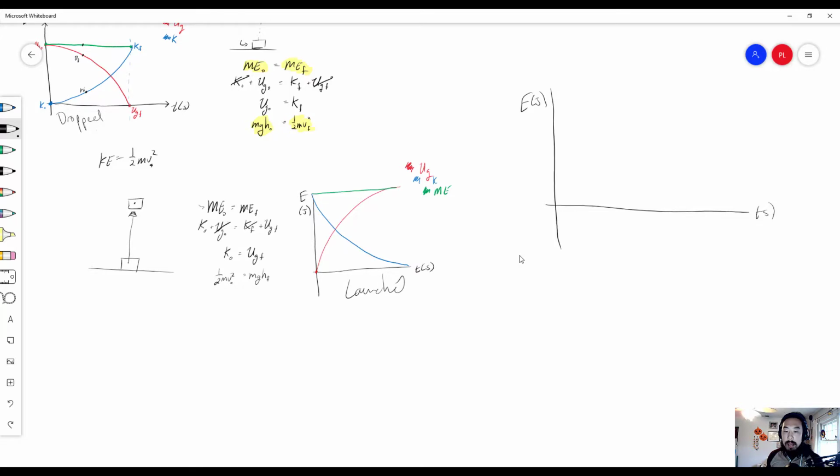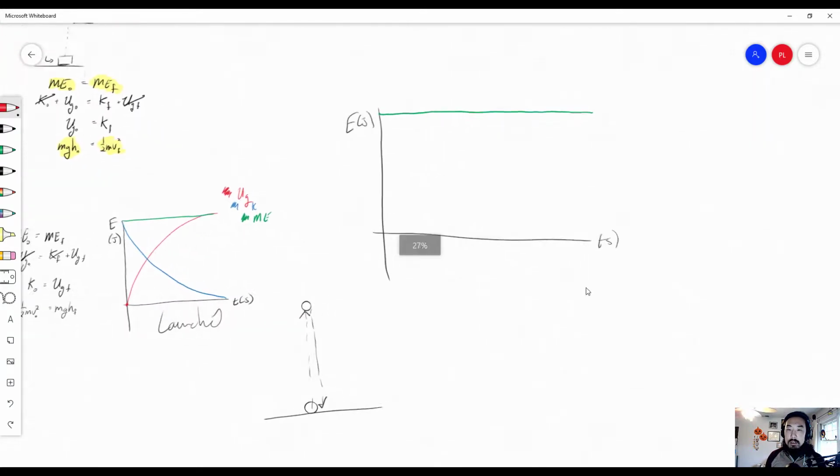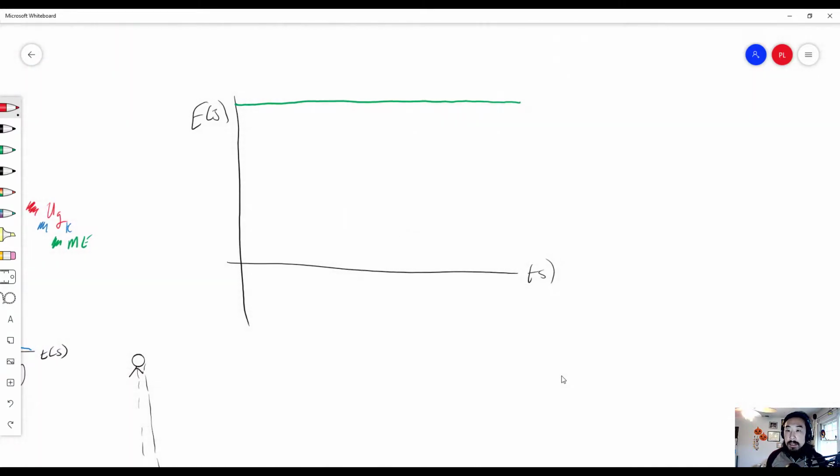Okay, so we have an object that is going to start off on the floor, go up, and then fall back down to the floor. So let's do the total energy first, because the total energy will be constant throughout the entire flight, assuming that there's no air resistance. And then we are going to do the potential energy, which is going to be in red.